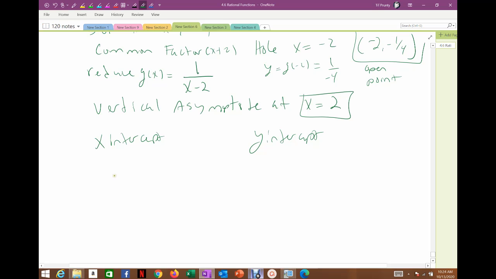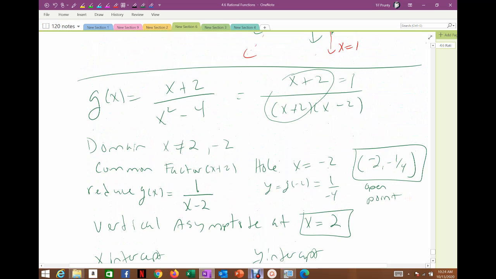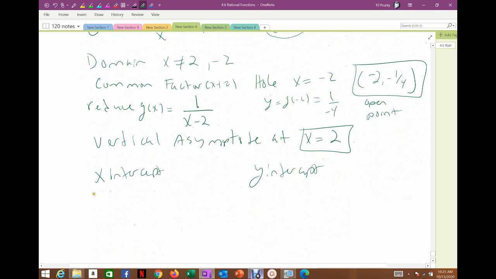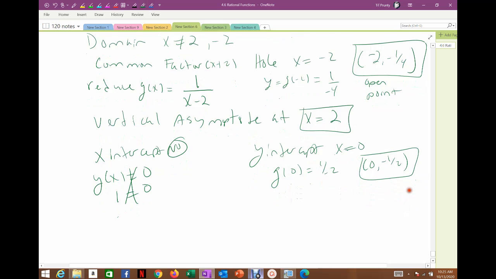All right, there is no x-intercept because if I try to set this equal to 0, it doesn't exist at -2, right? So if I look at the reduced form, there's no way to let 1 equal 0, right? You can't magically change 1 to 0, and so there is no x-intercept. All right, there is a y-intercept when I plug x equals 0 in. So g of 0 comes out -1/2, so 0, -1/2. All right, so that's it. No x-intercept, there is a y-intercept.